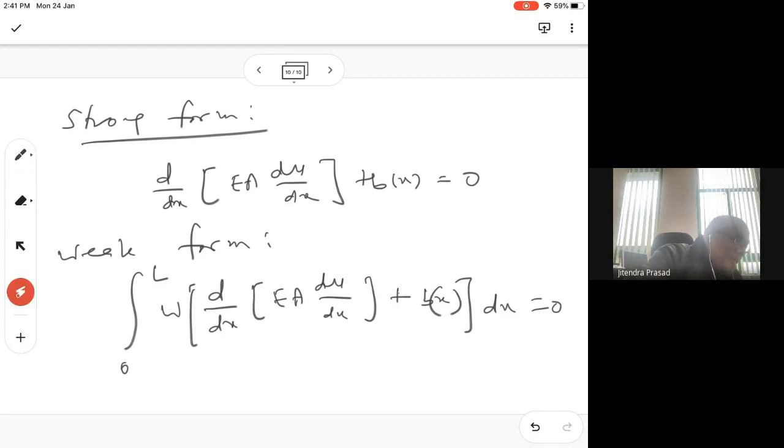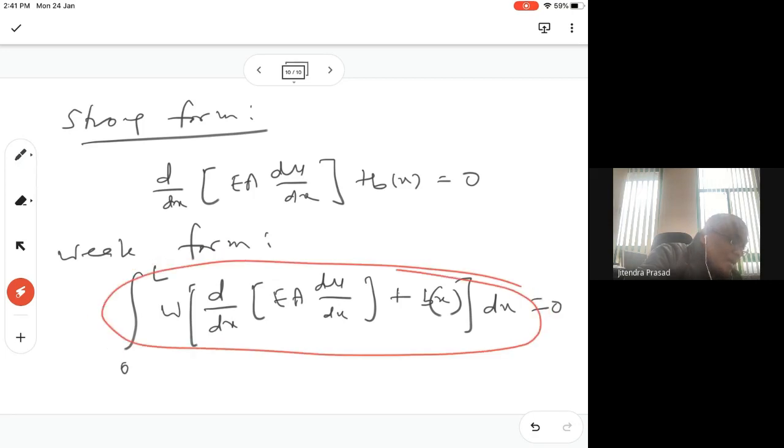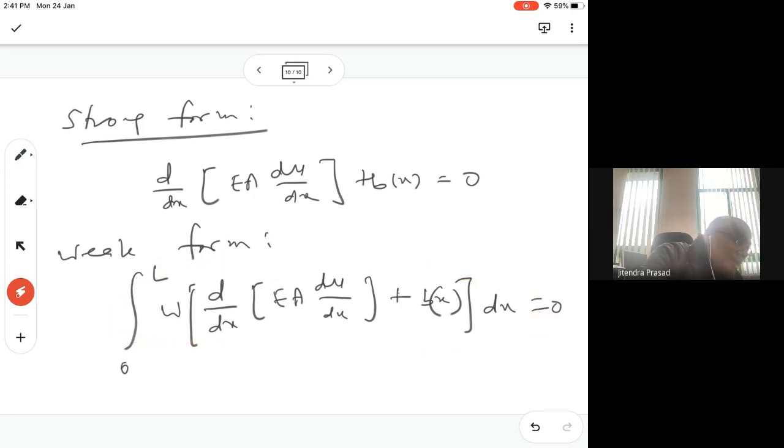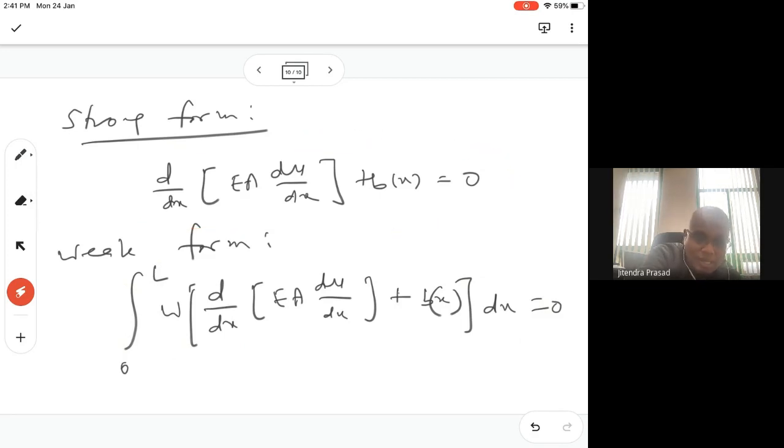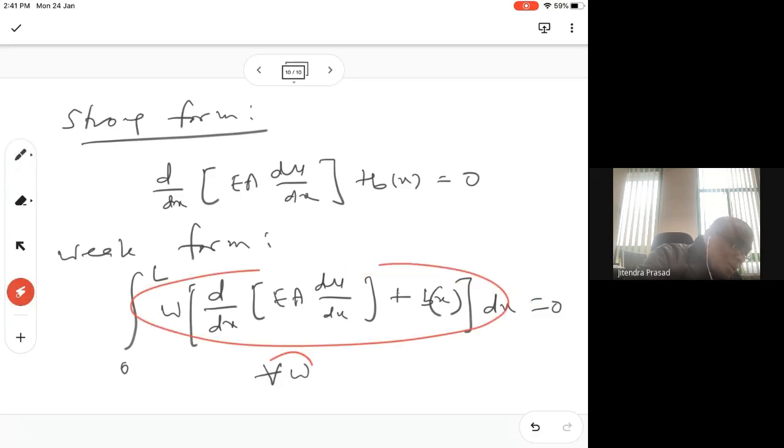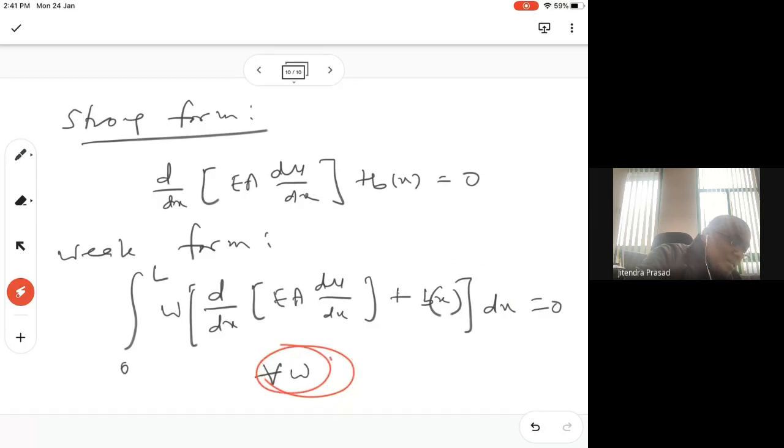So this is the weak formulation. Why weak formulation? Because the solution of this may be the solution of this. Of course, we are talking about the boundary conditions as well. So here, for any w, that's important. This has to hold for any w if this has to be equal to 0.